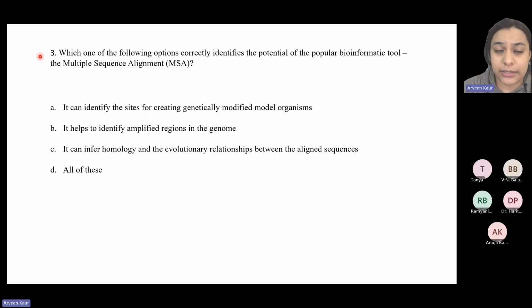So coming on to a third question, which is, which one of the following options correctly identifies the potential of the popular bioinformatic tool, the multiple sequence alignment, or MSA?